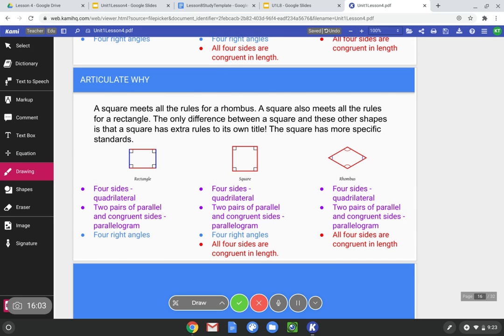A square meets all the rules for a rhombus. A square also meets all the rules for a rectangle. The only difference between a square and a rectangle and rhombus is that a square has extra rules. It has extra rules to its own title. The square has more specific standards. So basically, it's just saying the square has more rules to follow.